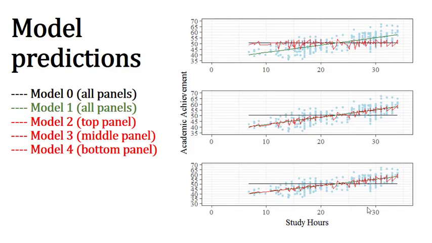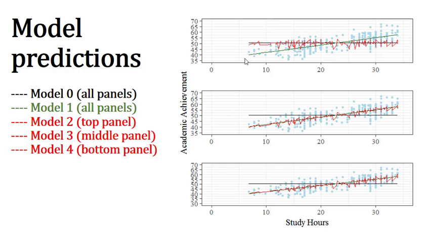Okay, so these are the results, and the graphs here show the three panels. Show in blue each raw score. In the x-axis we've got the study hours of each participant, and in the y-axis we've got the academic achievement of each participant.